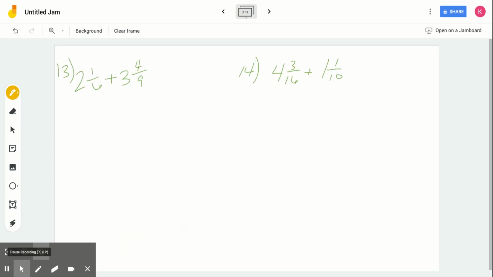All right, as we look at numbers 13 and 14, we are going to change these from mixed numbers into improper fractions. So we start with the big whole number out front and multiply it times the denominator and add it to the numerator. So 2 times 6 is 12, plus 1 is 13. So 13 sixths, plus 3 times 9 is 27, plus 4 is 31 over 9. Now we need to go through that step and find common denominators. So the common denominator here, if we would find those multiples, would be 18.